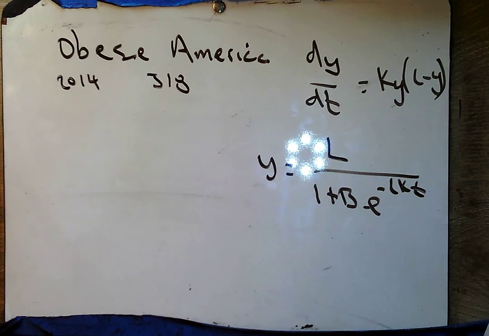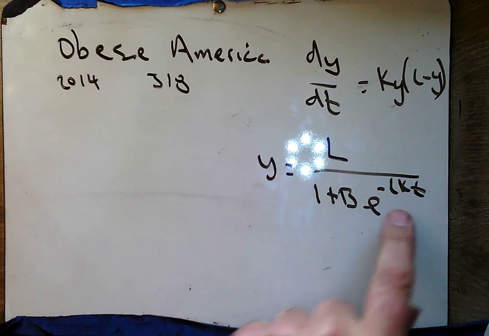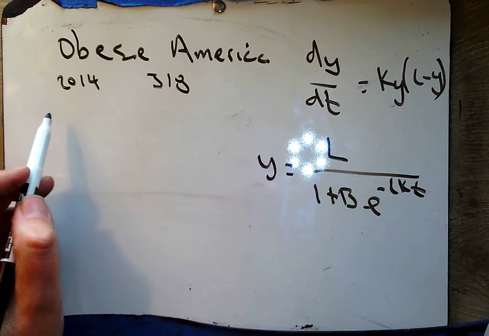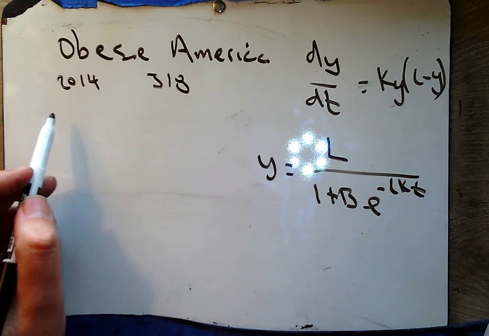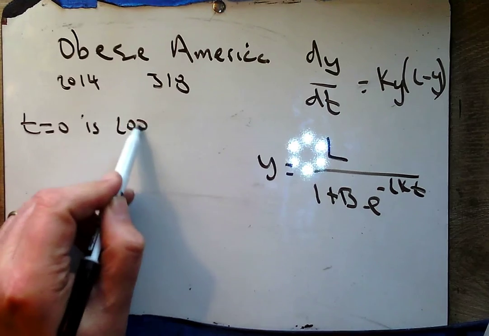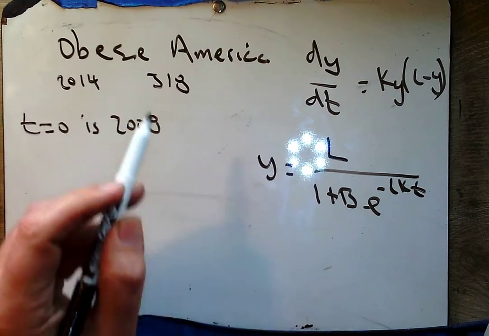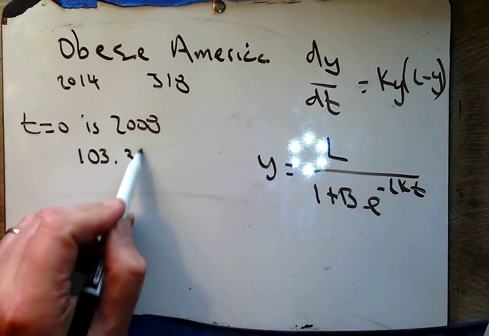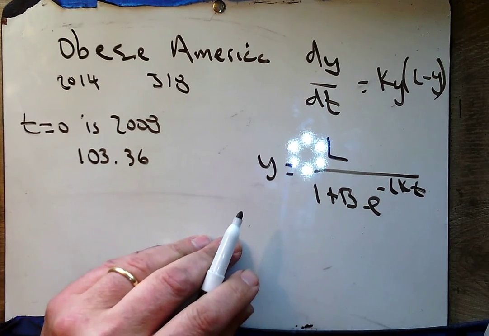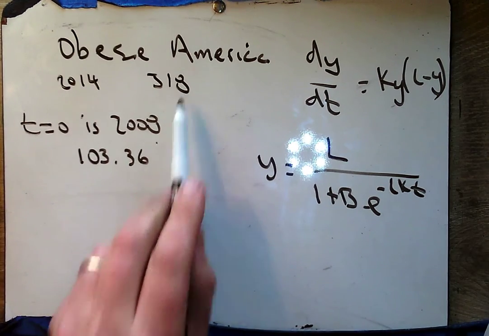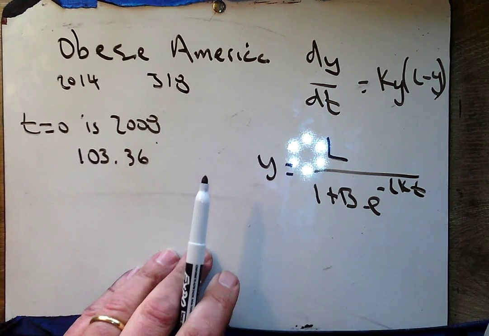Oh, I guess I need to give you some more information because we've got a bunch of letters to solve for. This is not t equals 0. T equals 0 is 2008. In 2008, I was able to find that there were 103.36 million obese Americans. That's right, 12 years ago, a third of the Americans were obese.